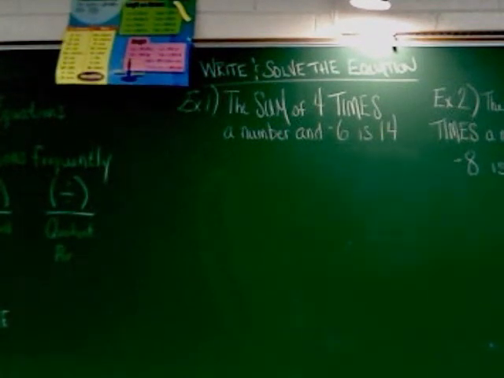The sum, S-U-M, of 4 times a number and negative 6 is 14.